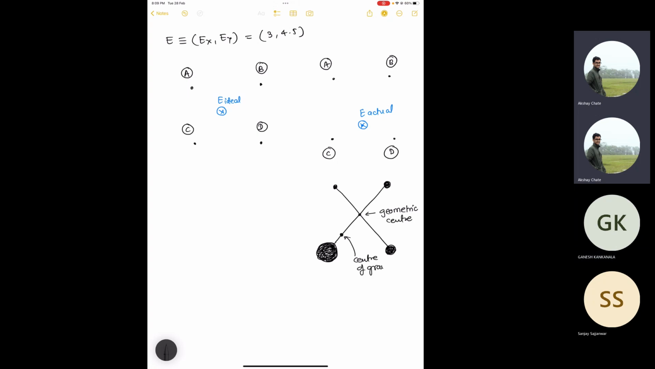Can you imagine? Yes, sir. Yes, sir. Because the more mass is on this side, no?